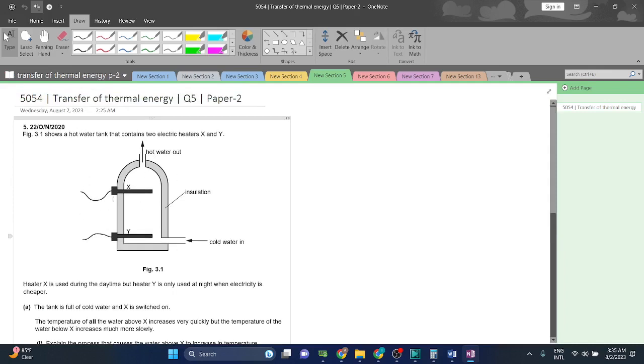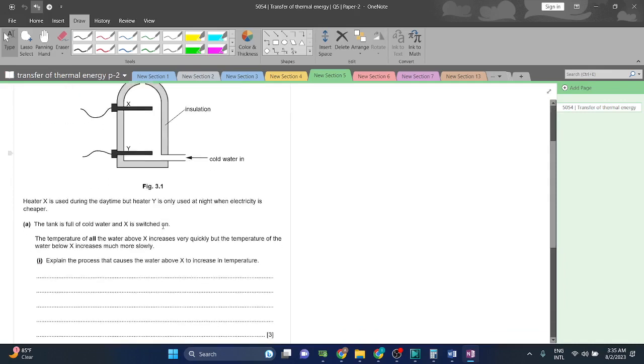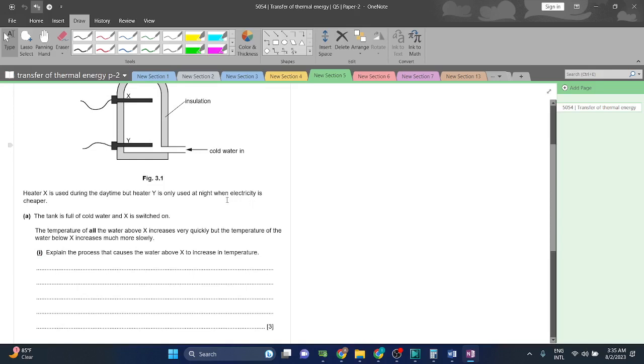X is switched on. The tank is full of cold water. That's why heaters are added to that tank. The temperature of all the water above X increases very quickly, but the temperature of the water below X increases much more slowly. Explain the process that causes the water above X to increase in temperature.